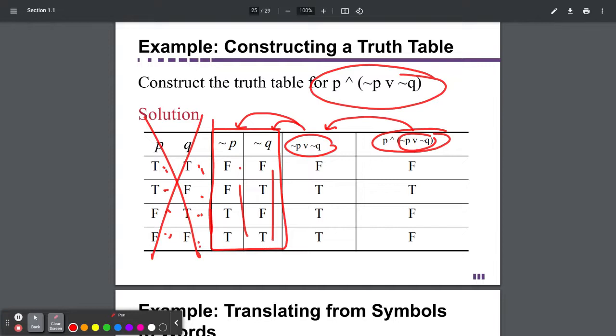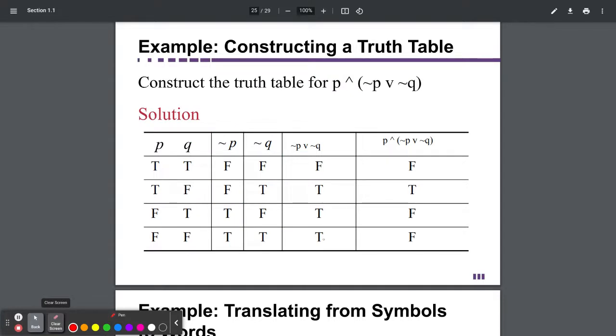So now I'm going to apply the disjunction. False and false gives me a false. It's an or statement. False or true gives me a true because one of them is true. True or false gives me a true because one of them is true. And true or true gives me a true because they're both true. All right, I'm going to clean this up real quickly so I have a little more room to build up.